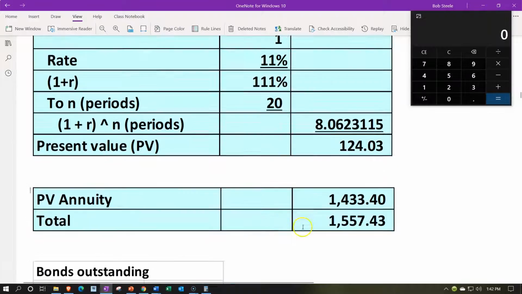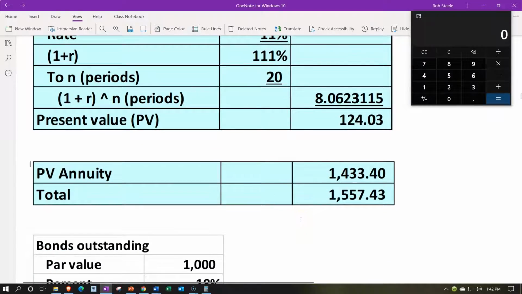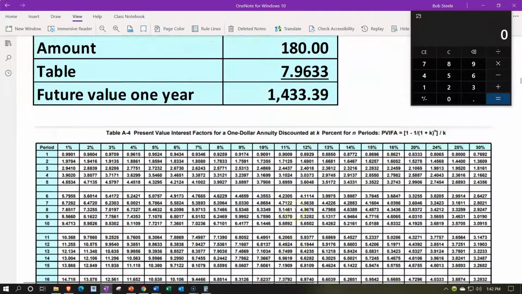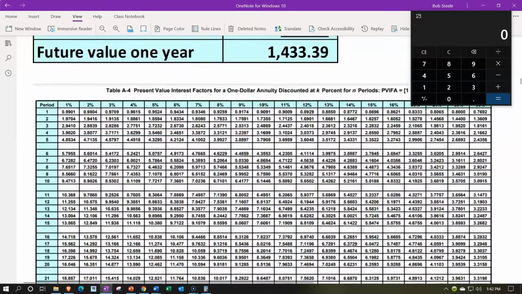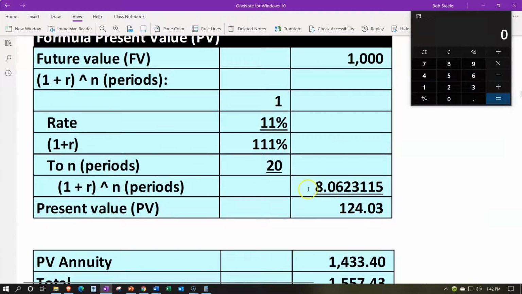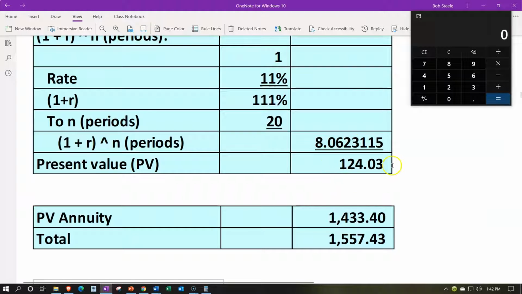This amount down here, the 1557.43, matches what we got up top in this yellow area, 1557, although no pennies are here, this is a rounded number. So there we have that. Now we can calculate this a few different ways. Let's get to this number a few different ways.